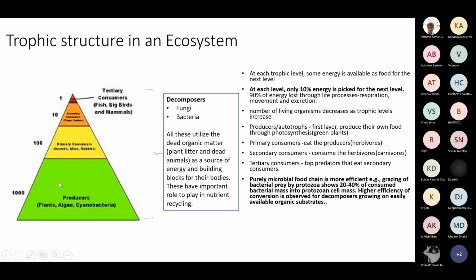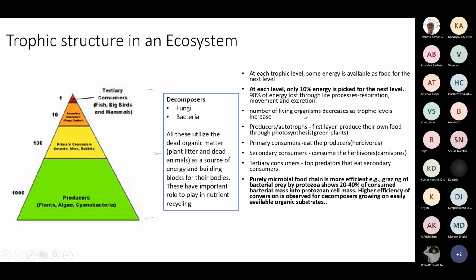So at every step, there is the flow of energy. It's not like 100% of the energy gets carried forward. Only 10% of the energy, and the rest, is lost either as dying matter or it is lost as heat, just like in any other system. So what we see now at each trophic level, in other words, at each one of these levels, only some energy is available as food, and only 10% of energy is picked up for the next level. 90% of the energy is lost through life processes such as respiration, movement, and excretion, etc.